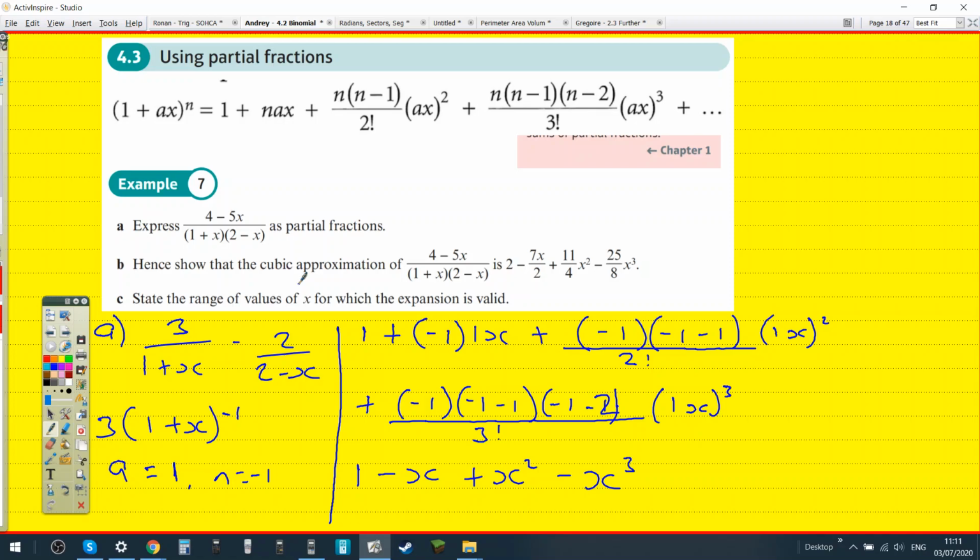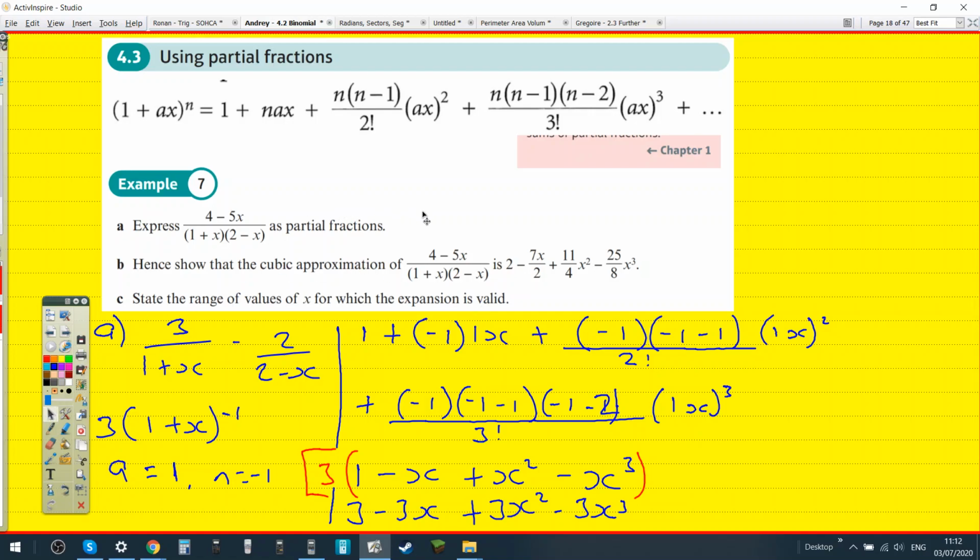And now I now need to times that by 3? Yes. Well done. I forgot about it. And so that would be 3 minus 3x plus 3x squared minus 3x cubed. That's it. And do I now need to do it for the second? Yeah. And so it'll be 2 times 2 minus x to the power of minus 1.